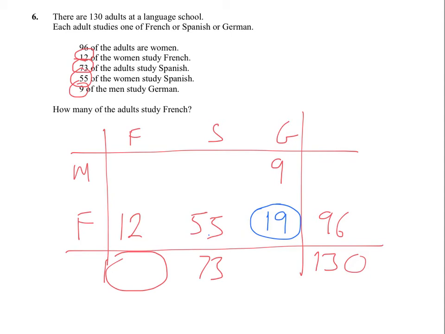9 plus 19 is 27, so that fills us a gap in there. And then 73 plus 27 gives us an answer of 100, so that gives me a gap of 30.